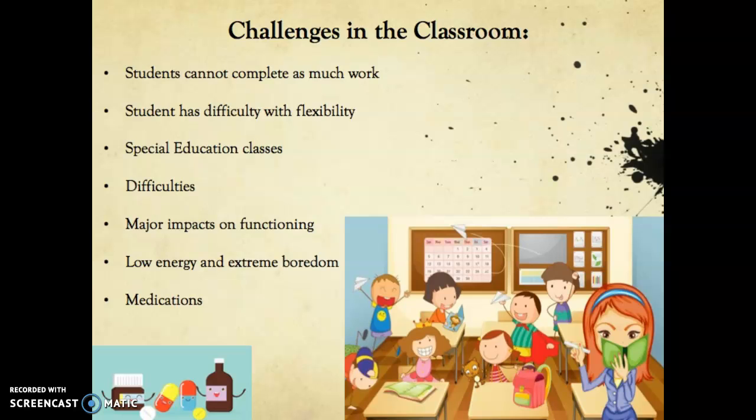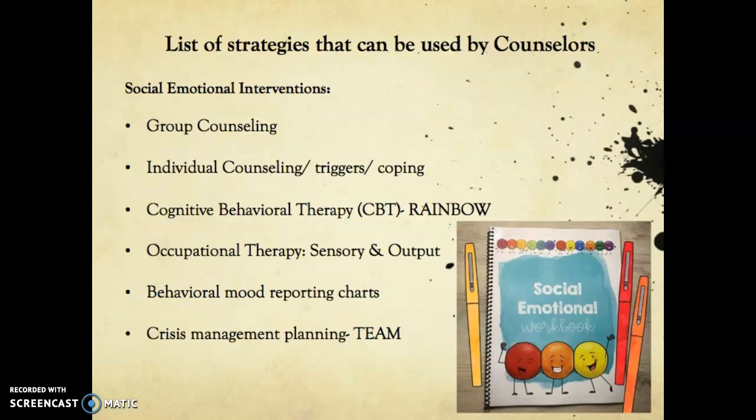Then we have the list of strategies that can be used by counselors. The strategies for social emotional interventions can be group counseling and individual counseling, such as helping them with what triggers the mood swings and how to cope with those mood swings.